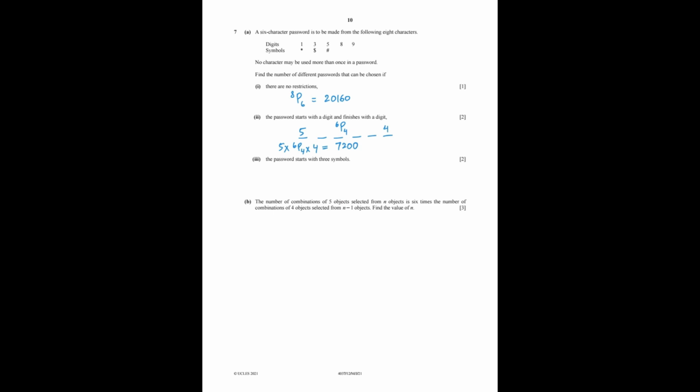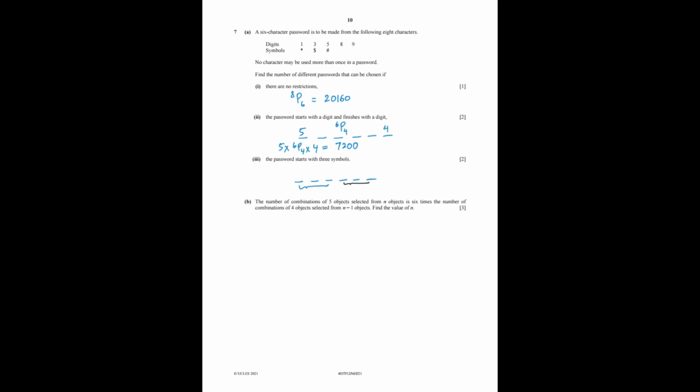In the next part it says the password starts with 3 symbols. Alright, so we have 6 characters, 1 2 3 4 5 6. The password starts with 3 symbols. That means the first 3 places have been occupied by the symbols. The remaining 3 places, right? Out of 8 characters, the 3 symbols have been occupied, right?